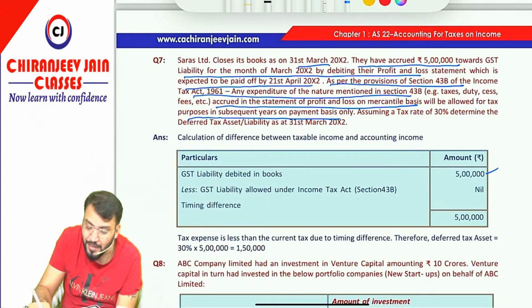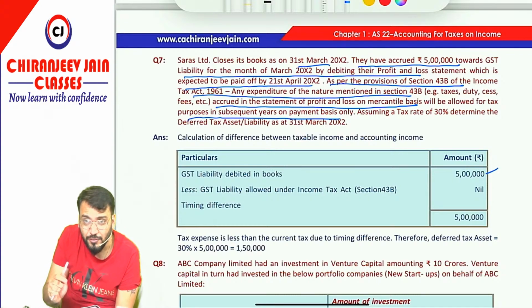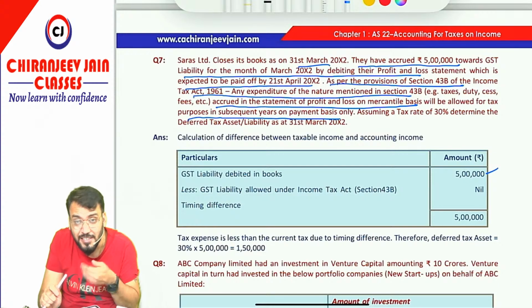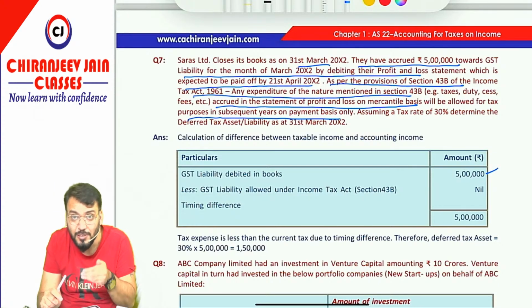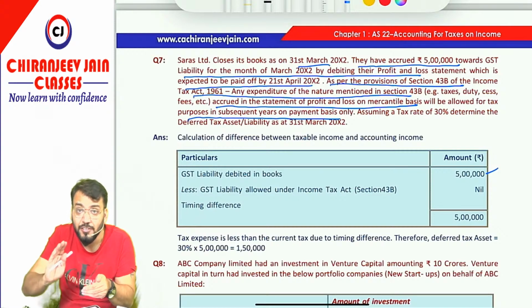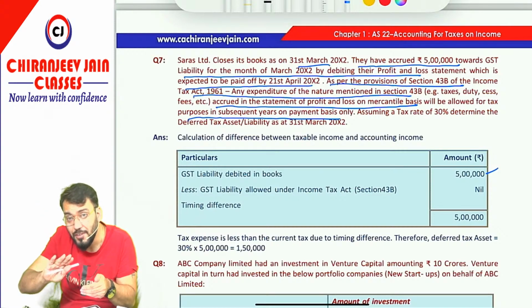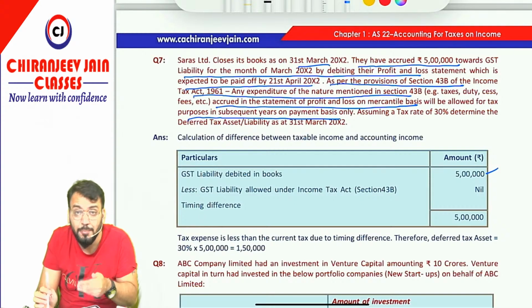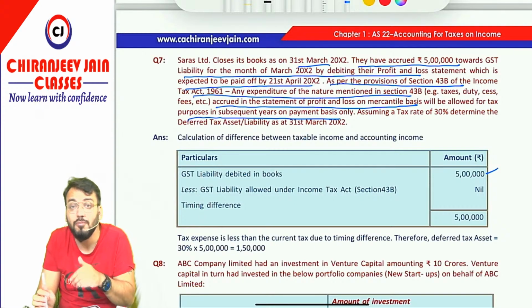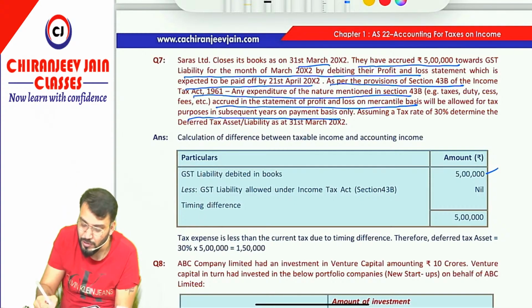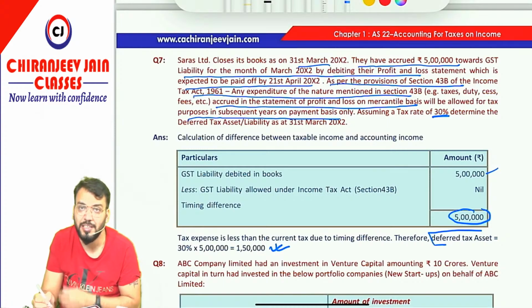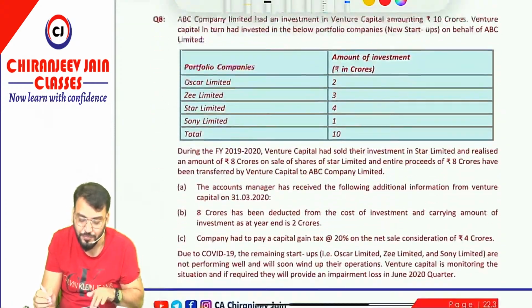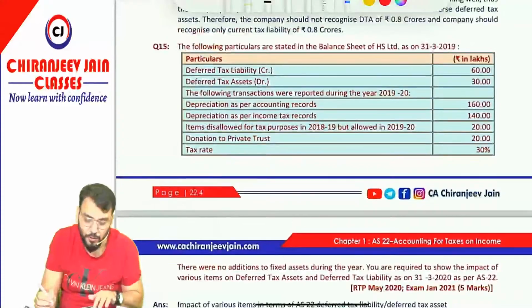This 5 lakh, which is an expense in the books of account, will be disallowed under the Income Tax Act, and will be allowed in future. So there are some expenses which are disallowed under income tax that will be allowed in future, so we get some tax benefit in future. We are paying higher tax in the current year and that will be recoverable in future. So on this we recognize DTA. DTA on 5 lakh at a rate of 30% means 1,50,000 will be created. Understood? One more question.